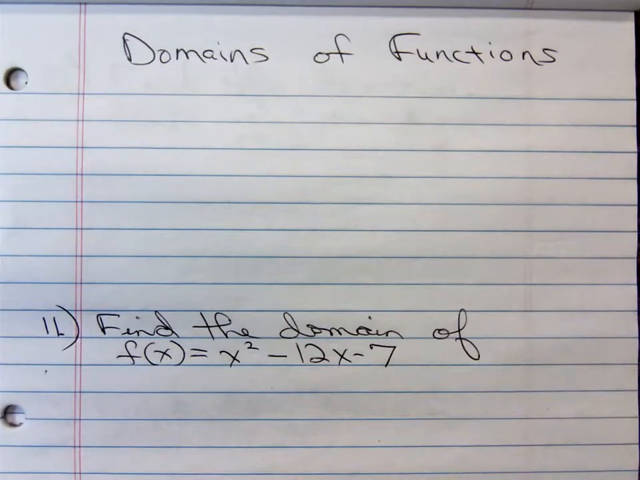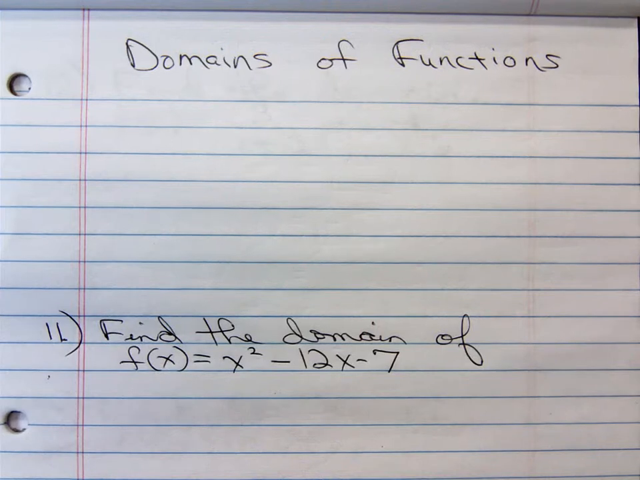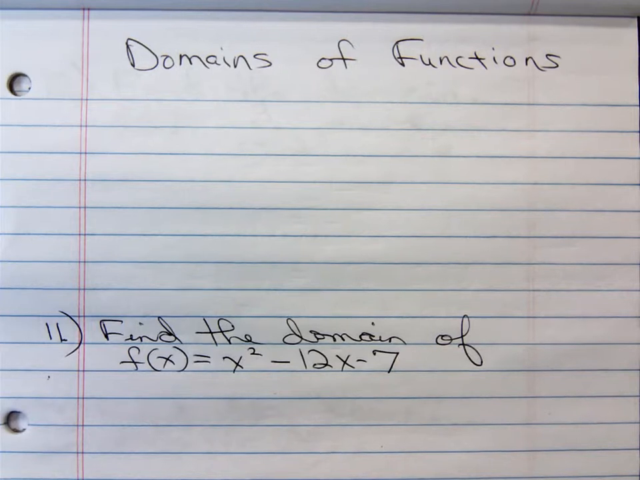Unless we're told otherwise, we're going to assume that the domain of a function is the set of all numbers that can be plugged in for x that will produce real numbers for y. It can't produce imaginary numbers. It can't produce undefined results.